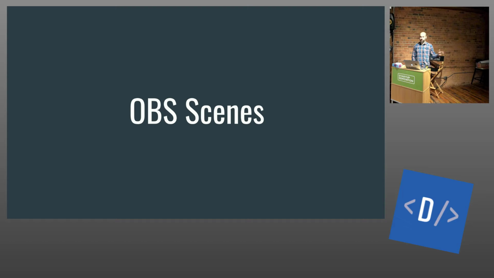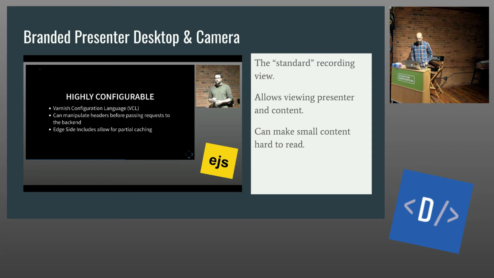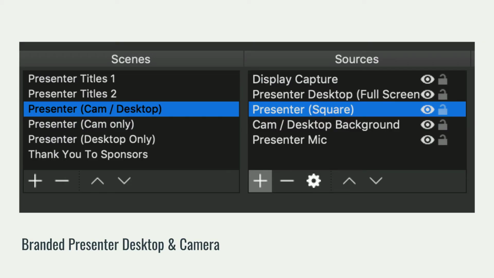So scenes basically take all those sources and let you put them together. I'm just going to go through a couple common scenes here. This is the one that you'll see 90% of the time in 90% of the talks. I like to call it the branded presenter desktop and camera because I'm really creative with names. When you have a lot of scenes, it's good to have clear names that explain what they are. It's the standard one. Most of the screen is devoted to whatever the presenter is showing from their computer. But then we'll have a smaller section where we can see them, and we have some branding just so people know what they're watching. You can have more advanced branding. You could have your ticker here or things like that if you wanted. But this one is pretty simple to set up.